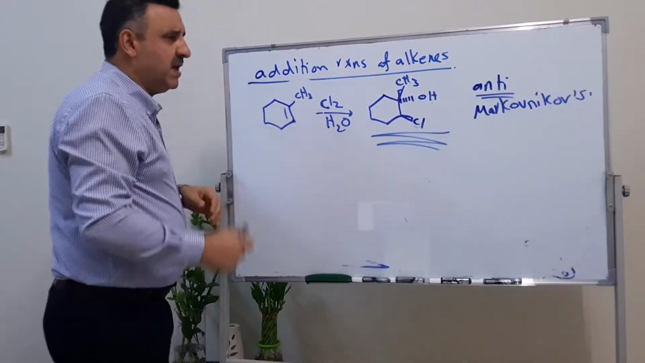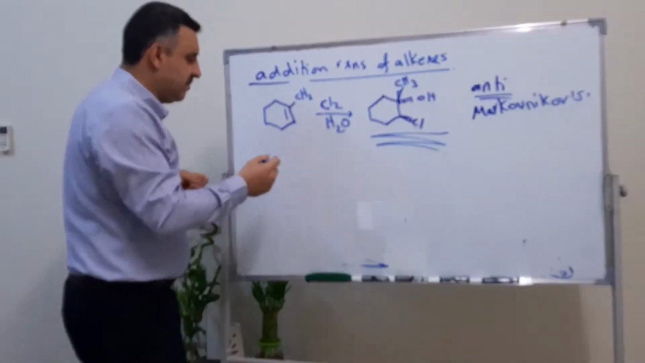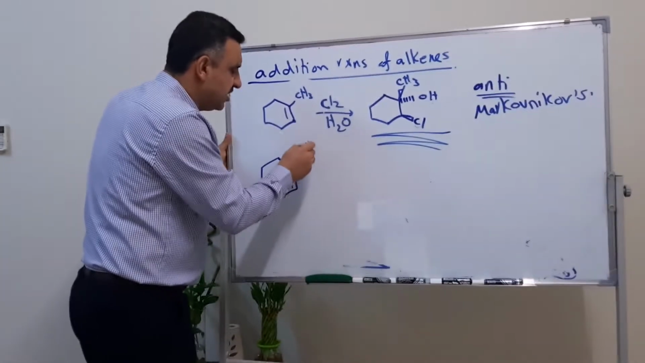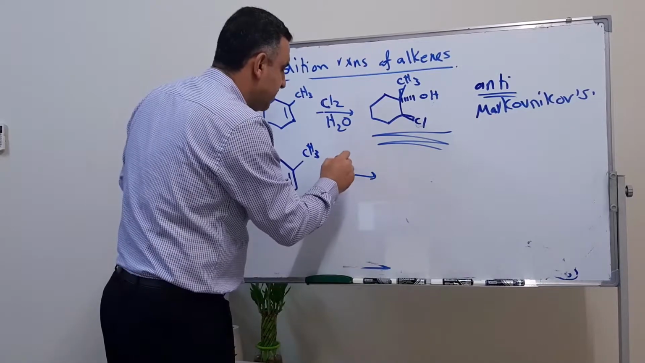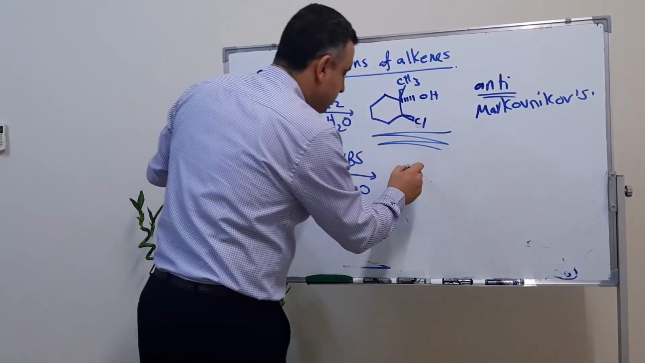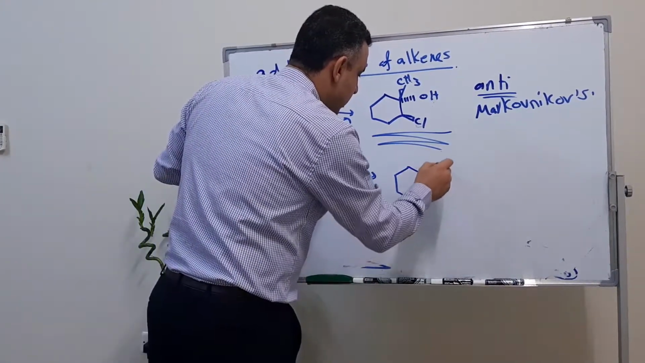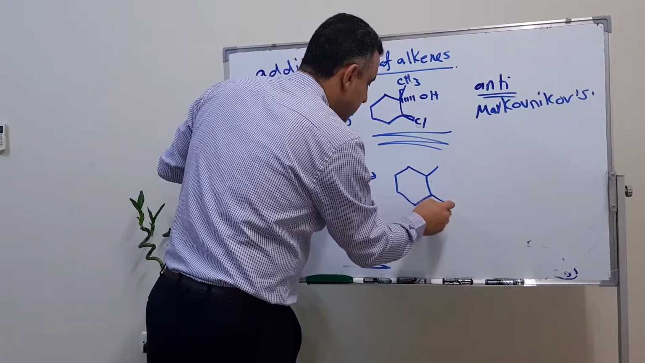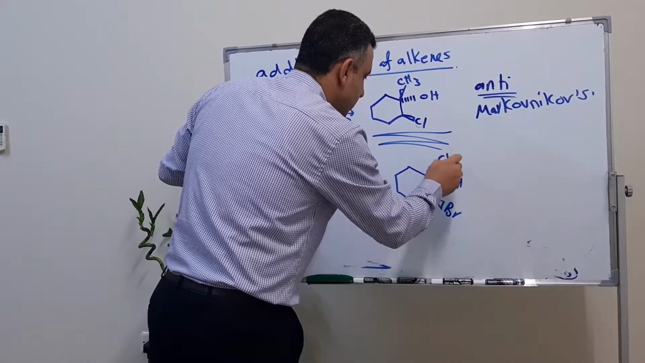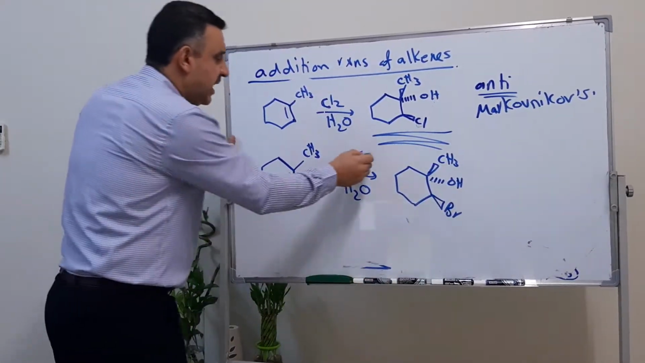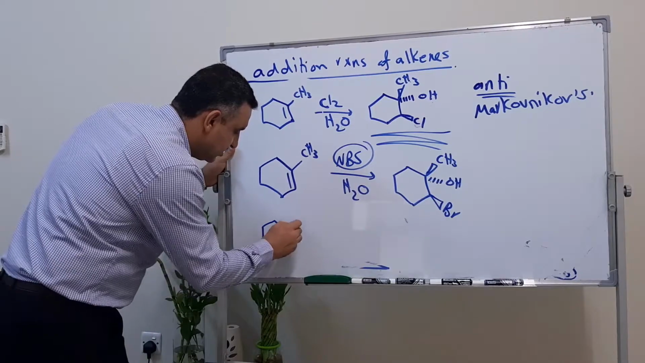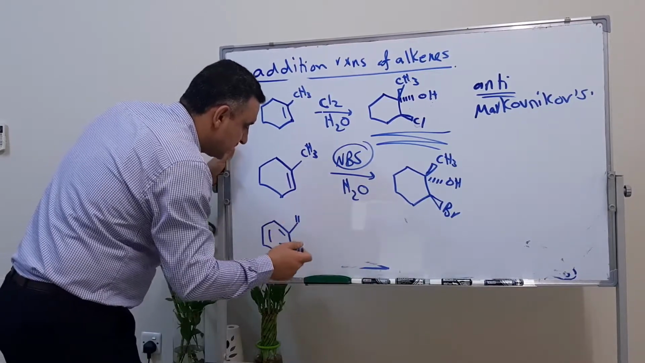Now, sometimes instead of using a halogen, we may use another equivalent reagent, which in this case is NBS. With NBS, similar to the halogen with H2O, we are going to get Br here, OH here, and methyl here. So the NBS is an equivalent of bromine. This is the reagent we call N-bromosuccinimide.